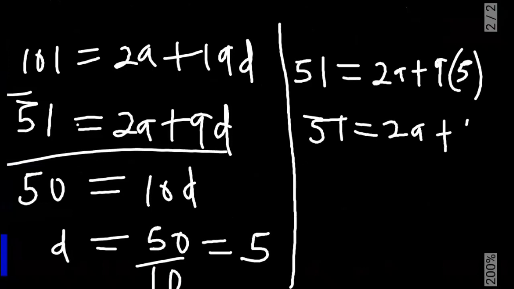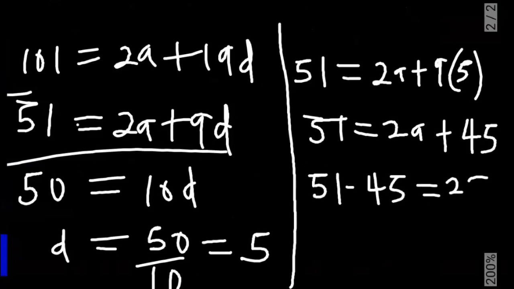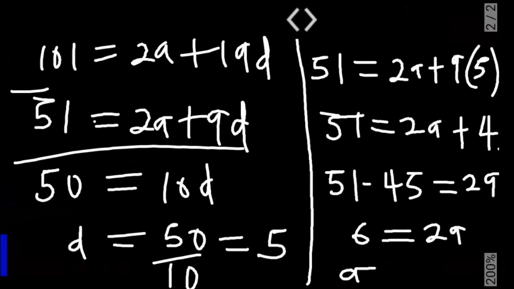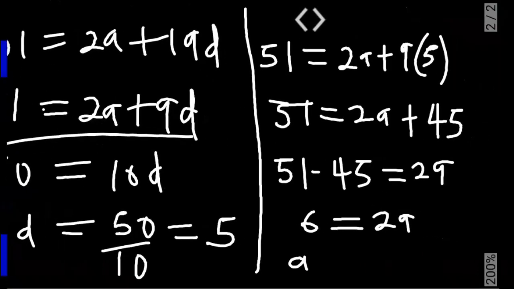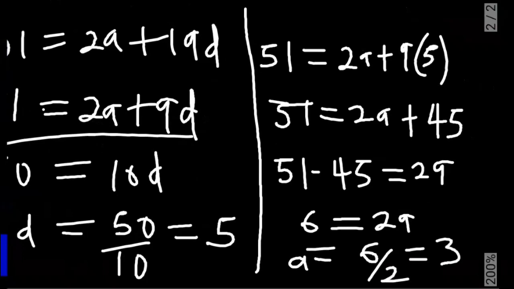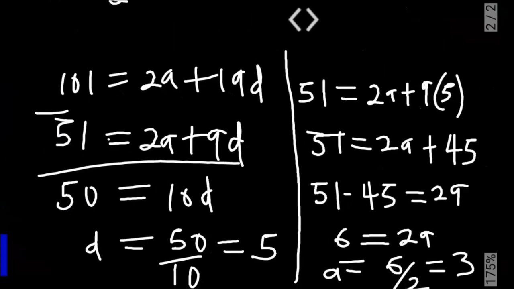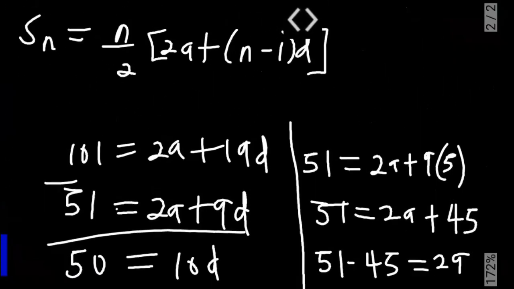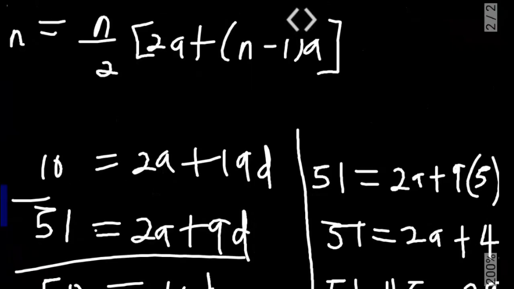Subtracting 45 from both sides, we have 51 minus 45 is equal to 2a. 51 minus 45 is 6. So 2a is equal to 6. If you divide both sides by 2, we have a equal to 6 over 2, we have 3. So we now have our common difference and we have our first term. Don't forget, our aim is to get the sum of the first 30 terms. So we can bring that here.